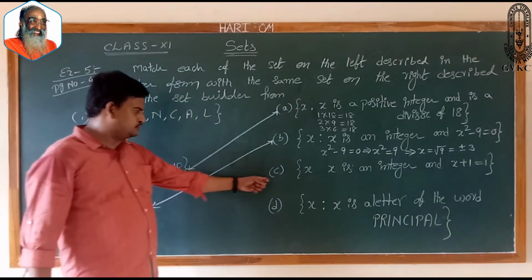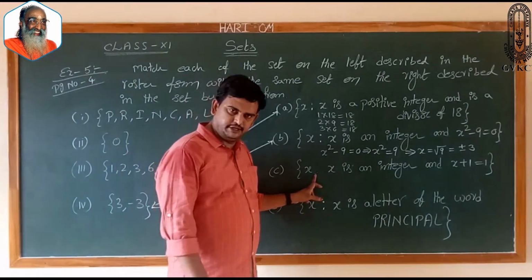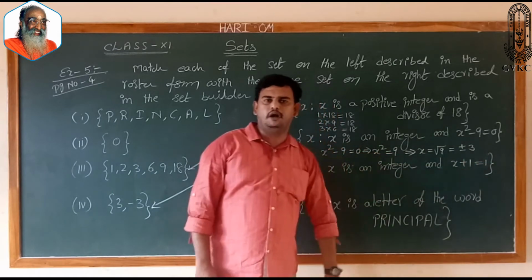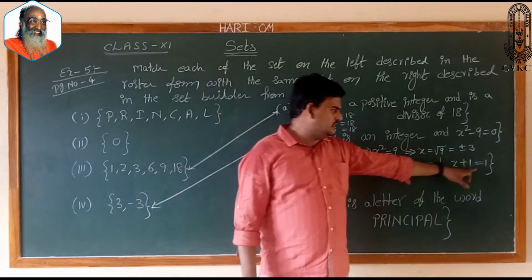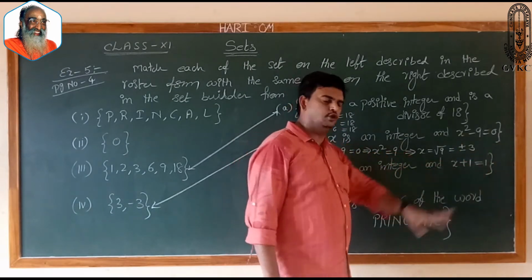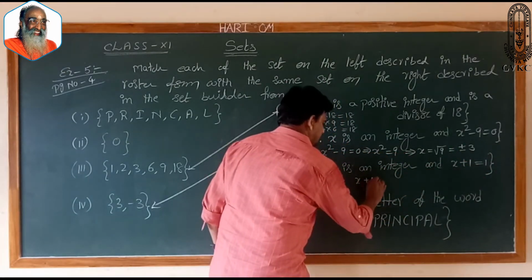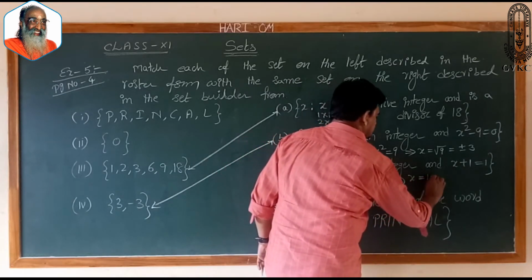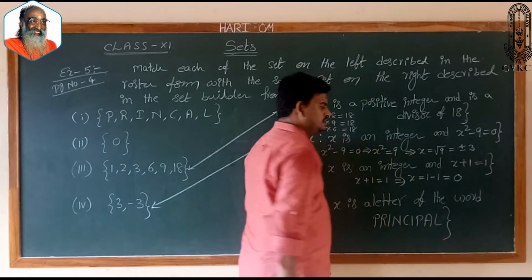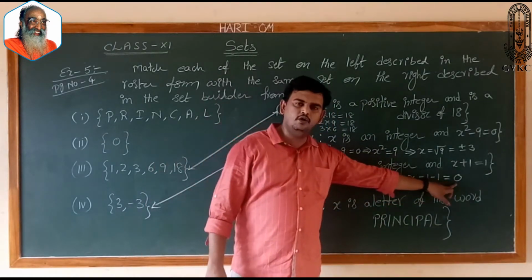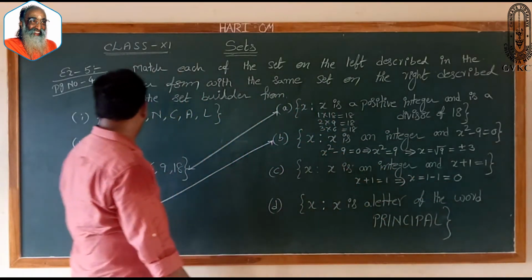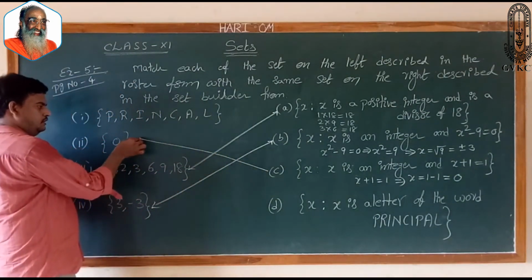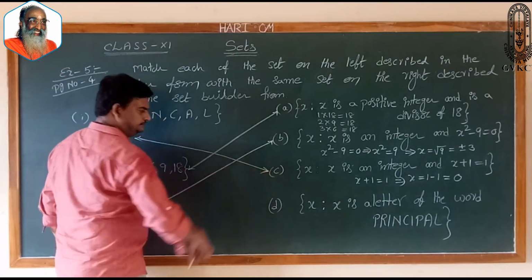Now coming to the third one. x such that x is an integer and x plus 1 is equal to 1. Here, what equation has been given? x plus 1 is equal to 1, so plus 1 goes to the other side as minus 1. We have x is equal to 1 minus 1, which is 0. So what is the value of x? 0. Where do we have 0? Yes, here we have 0. So these two I need to match.